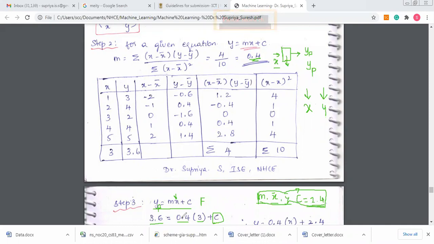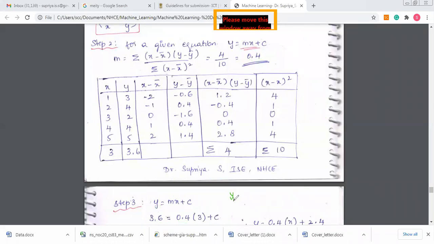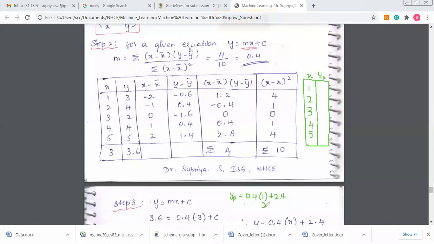YP is equal to m, which is 0.4, and my x value is 1. Let me clear the screen and write it neatly. I want to calculate YP. M is 0.4, x is 1, and c is 2.4. Now I'll be getting a new table with x and YP, the predicted output. x is 1, 2, 3, 4, 5. Calculate and tell me what my YP will be for the corresponding x value. First I've substituted 1 over here, next substitute 2, 3, 4, and 5. Tell me the values of YP.